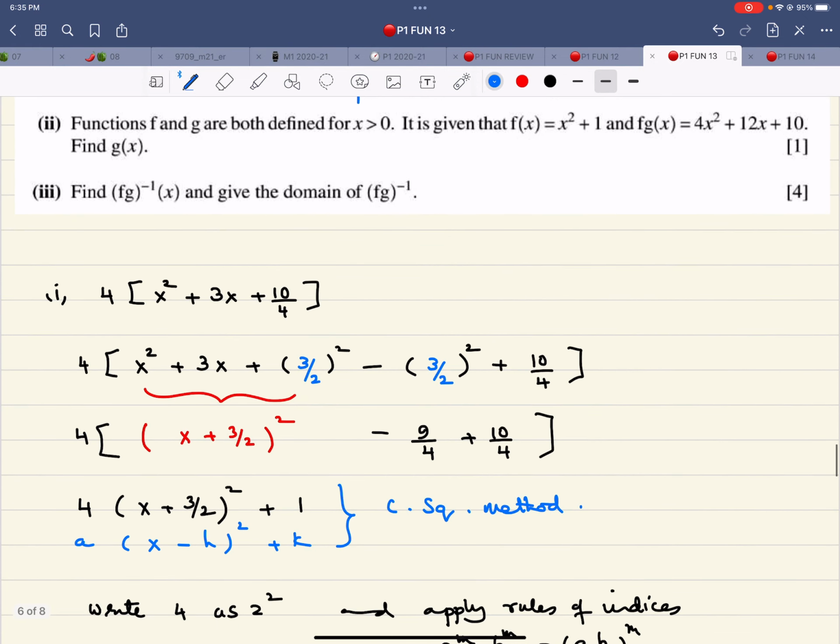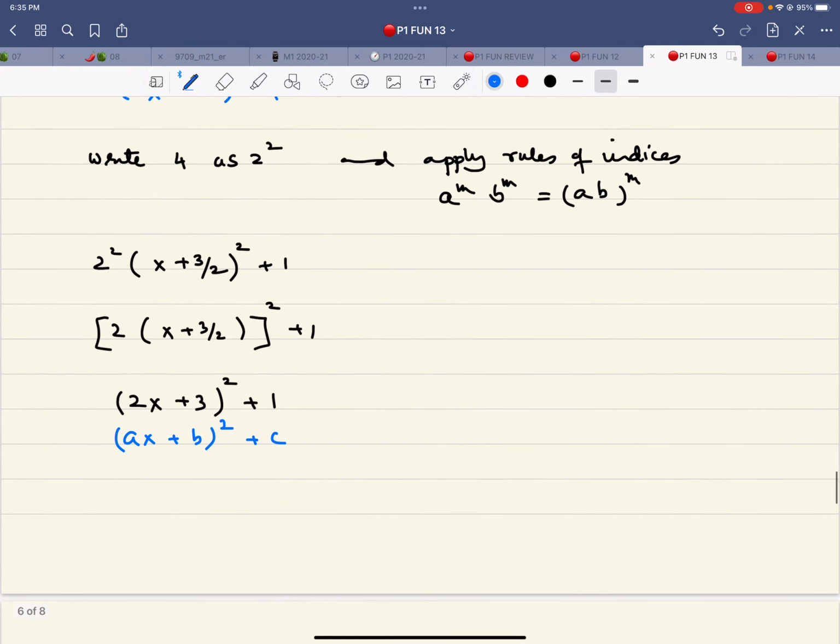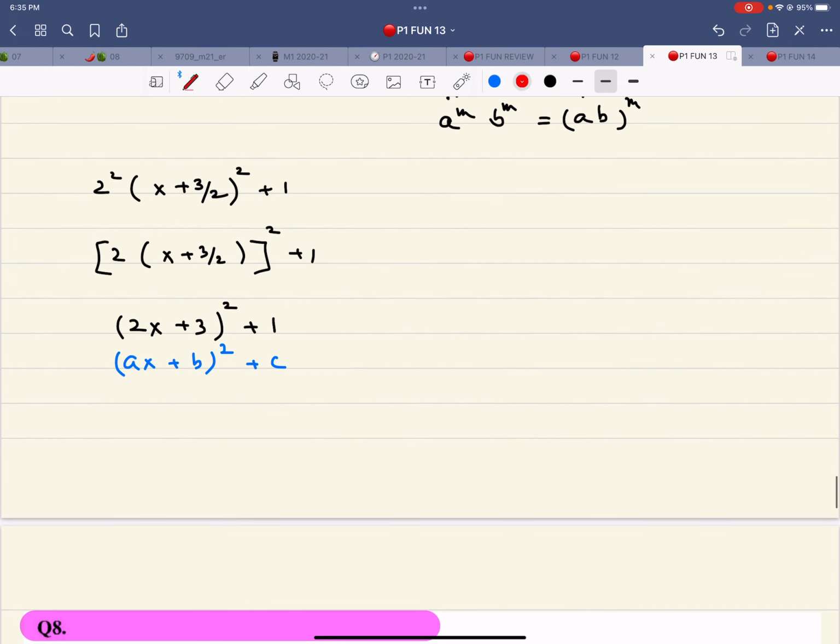Now it says functions f and g. I'm interested in the composite, so I'll just stop till over here. I'm not interested in the other part. Functions f and g are both defined for x greater than 0. It is given that f(x) is x² + 1 and f(g(x)) is this thing. Find g(x).